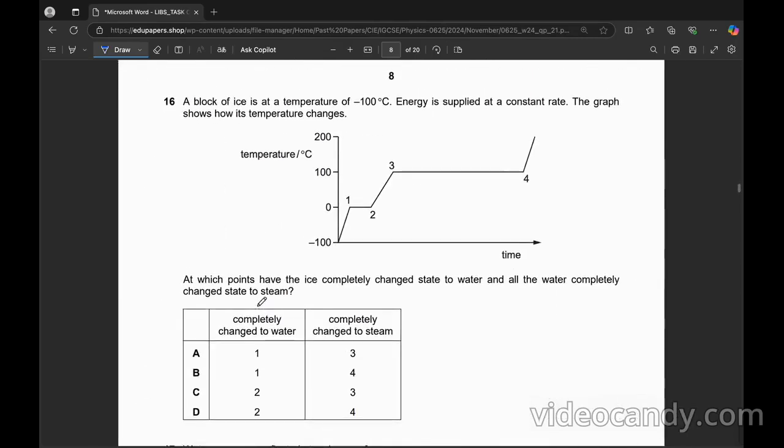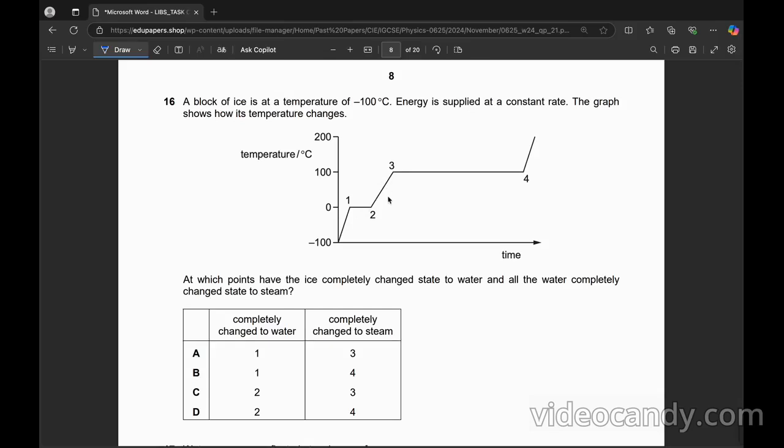16. A block of ice at a temperature of -100 degrees Celsius. Energy is applied at a constant rate. The graph shows how its temperature changes. At which points have the ice completely changed state to water and all the water completely changed state to steam? And you have to remember that when you see graphs like these, when the phase is changing, the temperature is not changing.